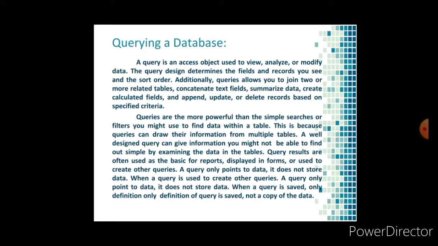Another definition of a query is an Access object used to view, analyze, or modify data. The query design determines the fields and records you can see and the sort order. Additionally, queries allow you to join two or more related tables, concatenate text fields (concatenate means plus), summarize data, create calculated fields, and append, update or delete records based on specified criteria.